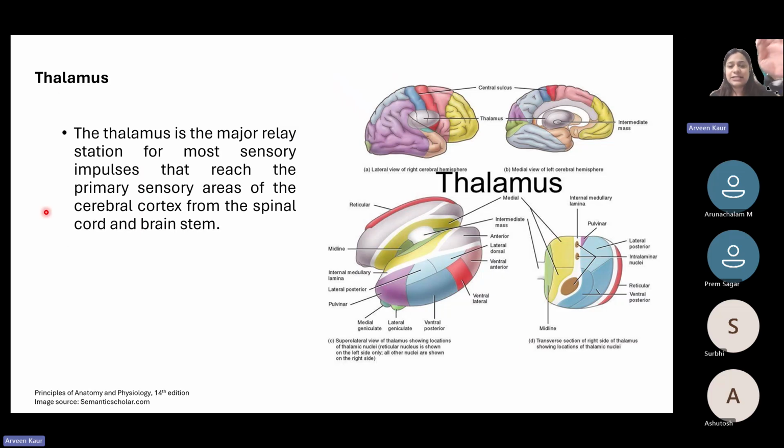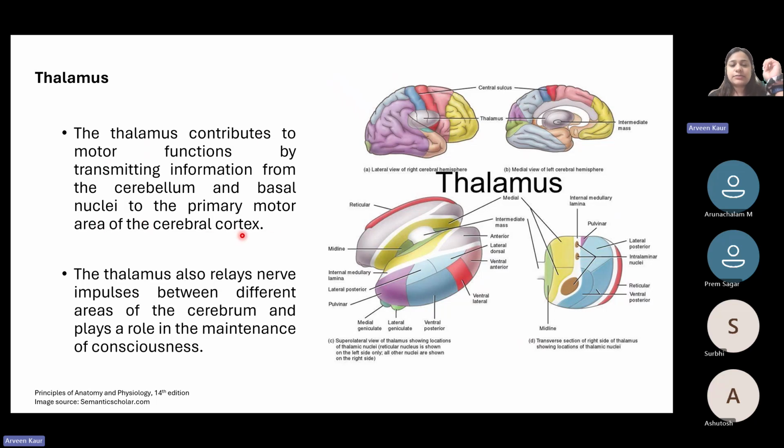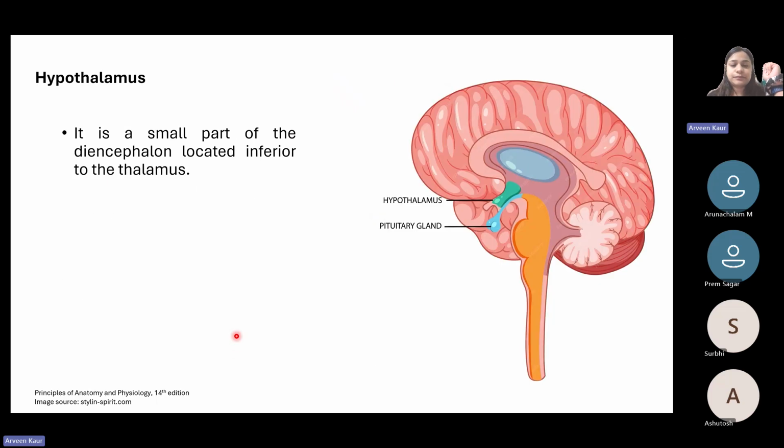It is a primary relay station for the sensory impulses that are reaching the somatosensory region. It contributes to motor functions by transmitting information from the cerebellum and basal nuclei to the primary motor area in the cerebral cortex as well. It also relays nerve impulses between different areas of the cerebrum and plays a role in maintenance of consciousness as well. Then comes hypothalamus, right?